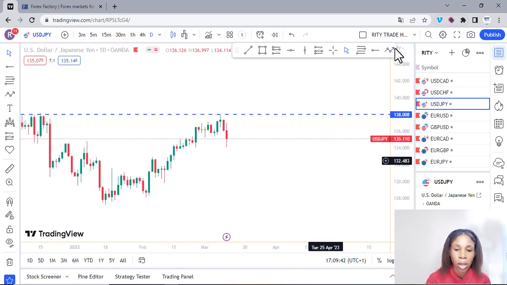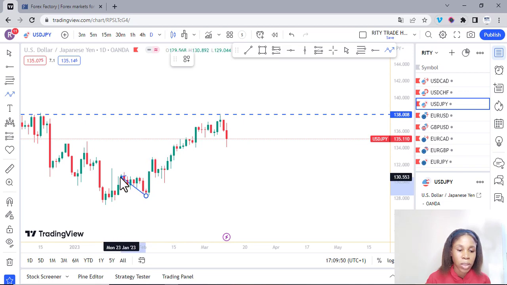As usual, I'm going to just quickly identify this. This took off this level here, and we have a retest still on this level. We have a continuous move to the upside.